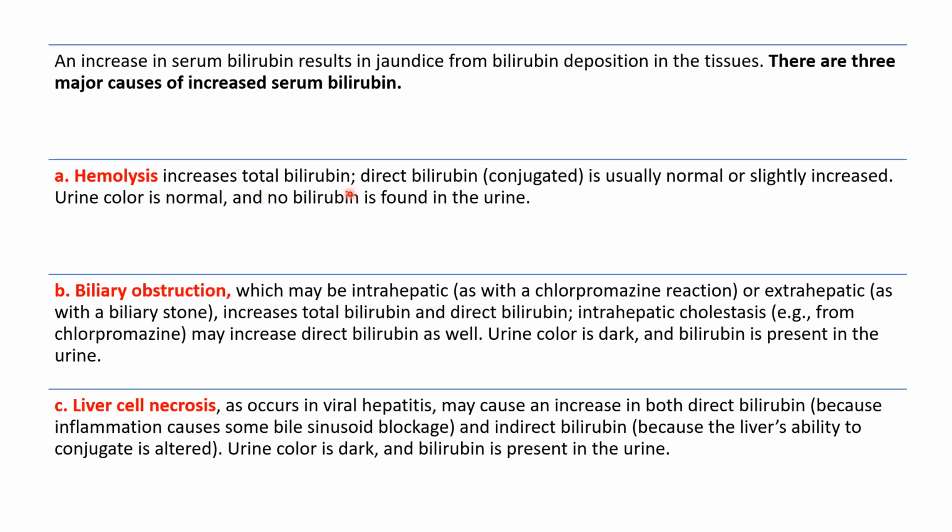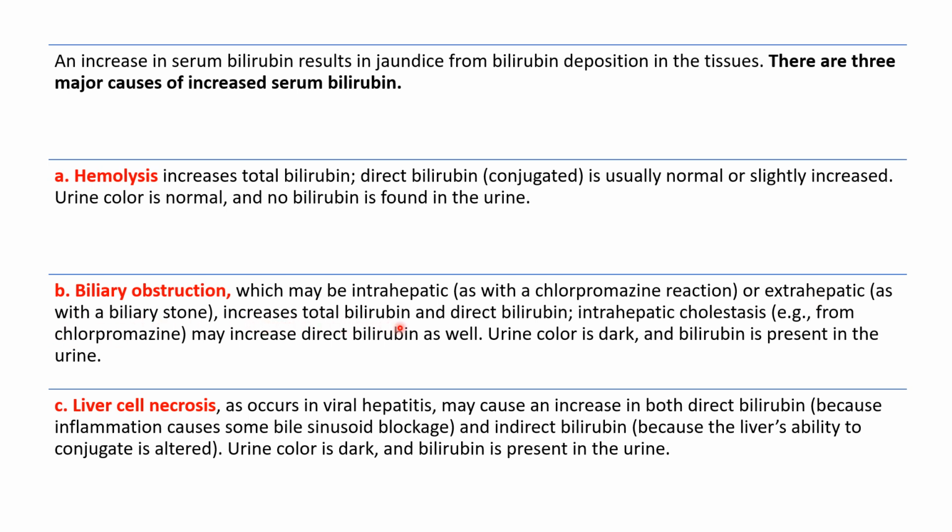Hemolysis increases total bilirubin. Direct bilirubin, that is conjugated, is usually normal or slightly increased. Urine color is normal and no bilirubin is found in the urine. Then in case of biliary obstruction, which may be intrahepatic as with a chlorpromazine reaction, or extrahepatic as with a biliary stone.